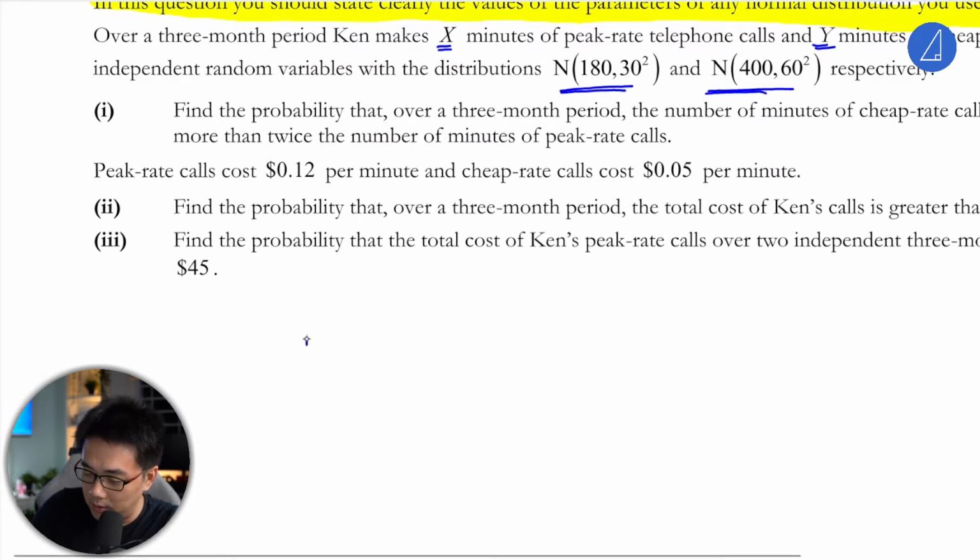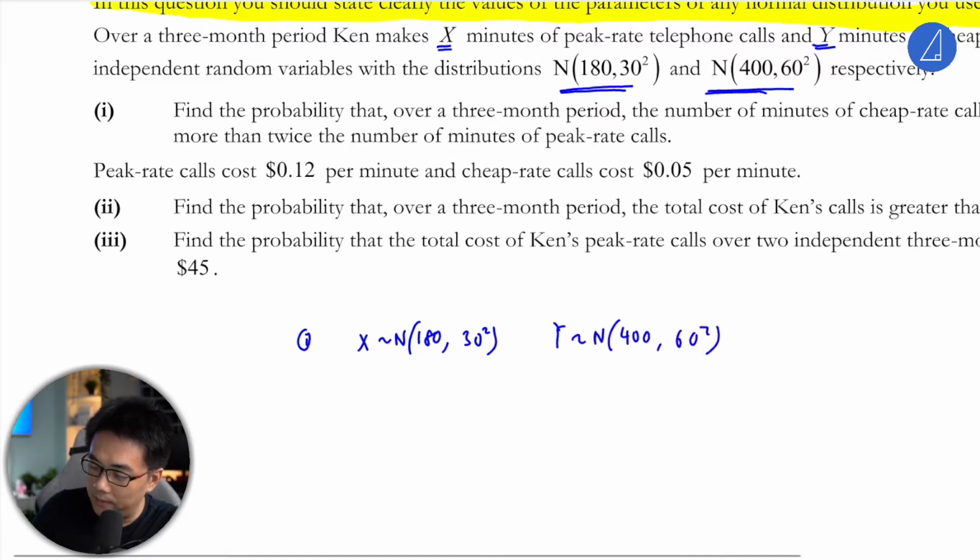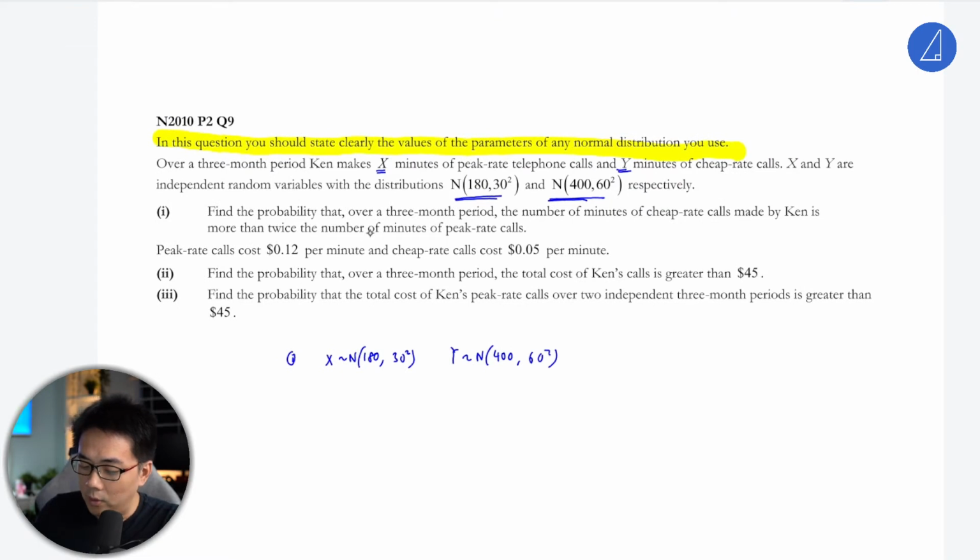So the first one, X is normally distributed with mean 180 minutes and variance 30 squared. Y is normally distributed with mean 400 and variance 60 squared. Okay, so find the probability that over a 3-month period, the number of minutes of cheap calls, which is Y, is more than twice the number of minutes of peak rate calls, twice.